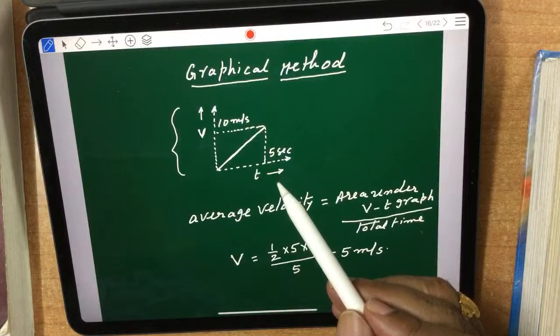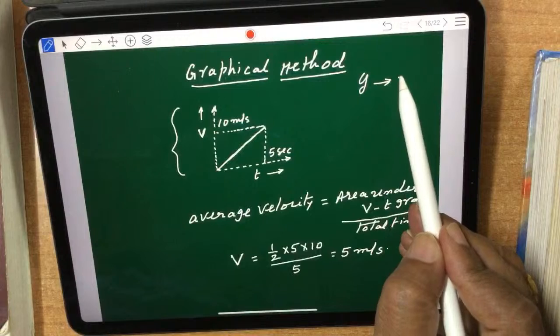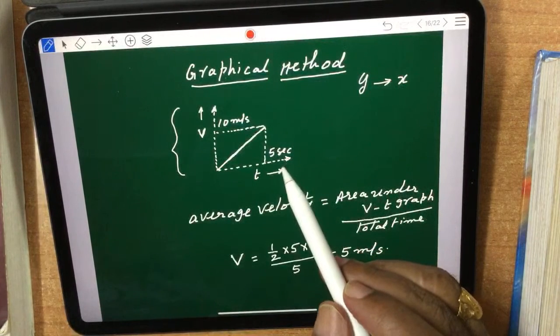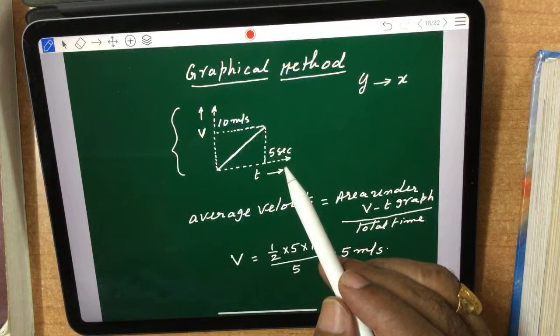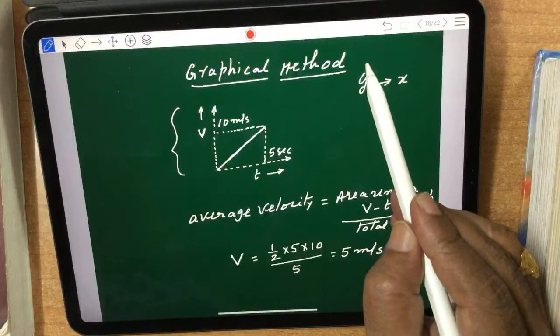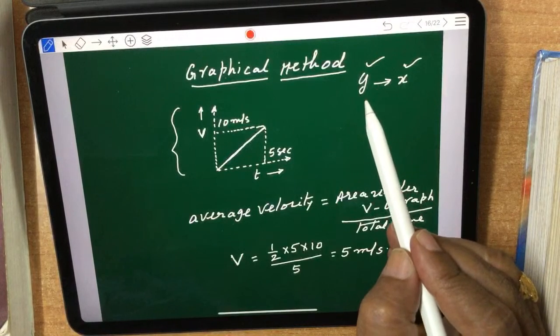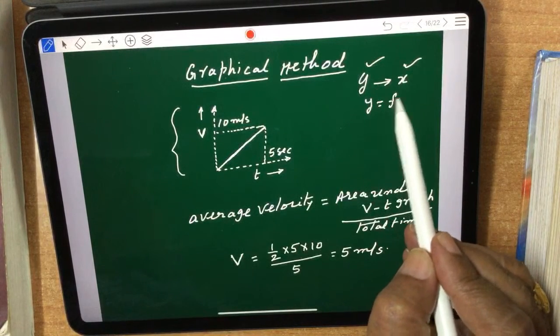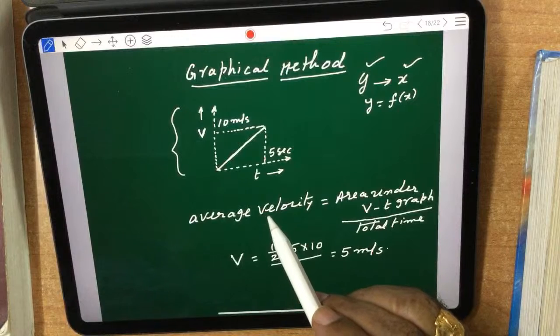If you have two variables, y and x. I think I sent the link for my differentiation and integration class. I explained it in a very simple way, not much mathematics, physics language. The relation between the two variables is called an equation. Generally we say y is a function of x. Here x is called the independent variable, y is called the dependent variable. Y depends on x.